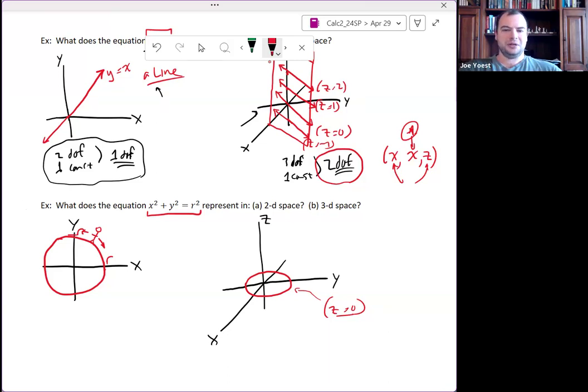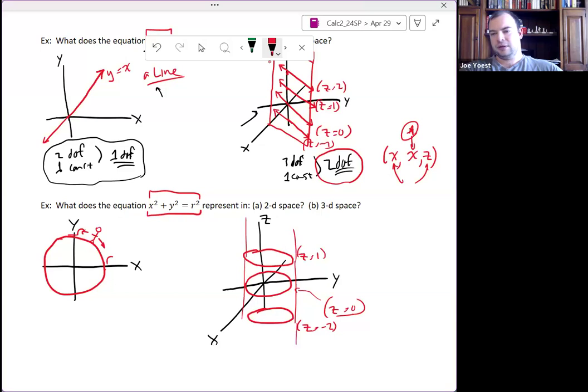Well, I note that if I change z a bit, that actually doesn't change this constraint at all. If z was 1, I would get just another copy of this circle, but just 1 unit higher. Or if z was -2, I'd get another copy of this circle, just 2 units lower. Maybe this is z equals 1. Maybe this is what I would get with z equals -2. Or really, I get a cylinder or a cylindrical surface, like a pot can with the top and bottom cut off of it.